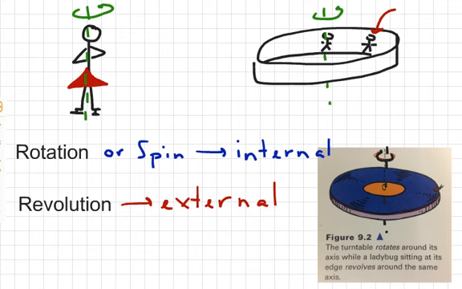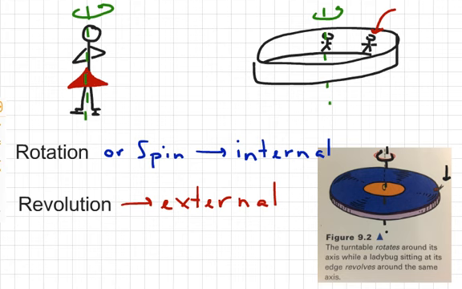And physics books love to put ladybugs on turntables. I don't know why, but for some reason it's got to be a ladybug. There it is, right there. That ladybug is sitting at the edge. It's revolving around that same axis because that axis is passing through that turntable and not the ladybug itself.